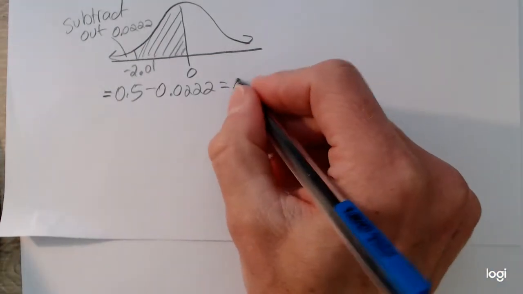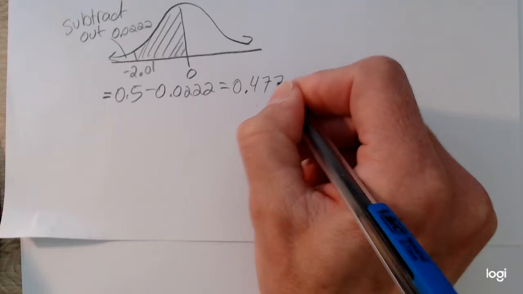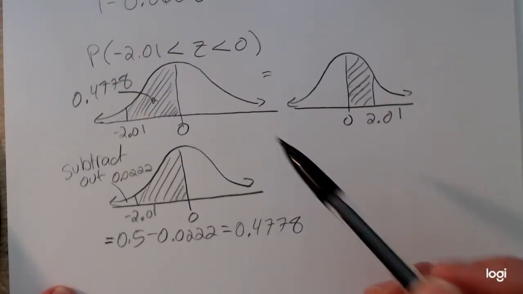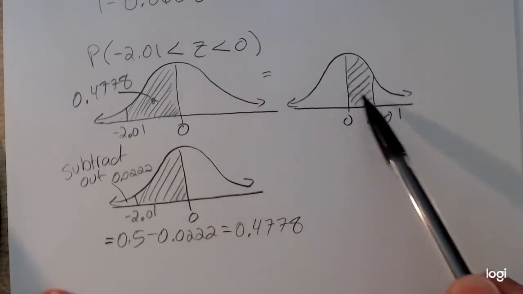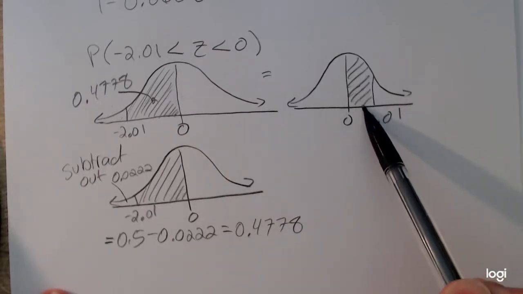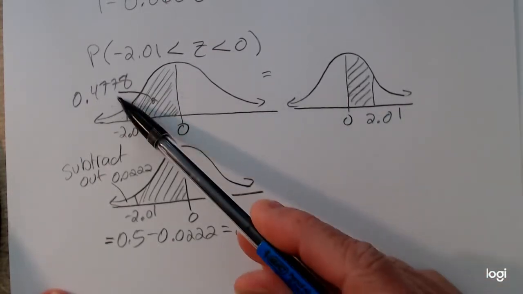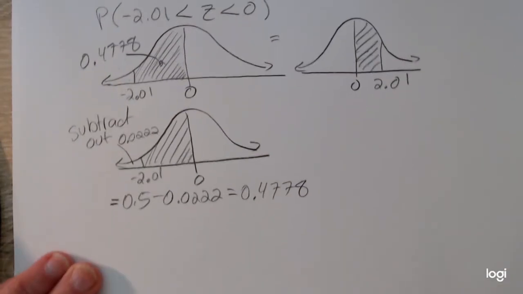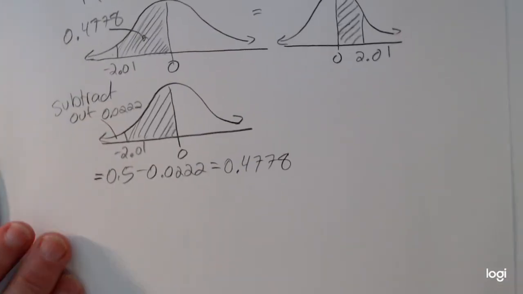I get 0.4778. Now that's the same value that I got when I used the 0 to z table and using the property of symmetry. So I get the same answer here and here. So that's how you find this area using the z table.